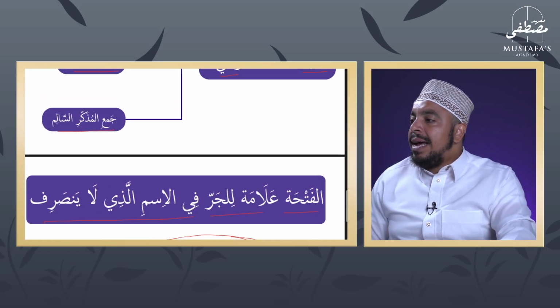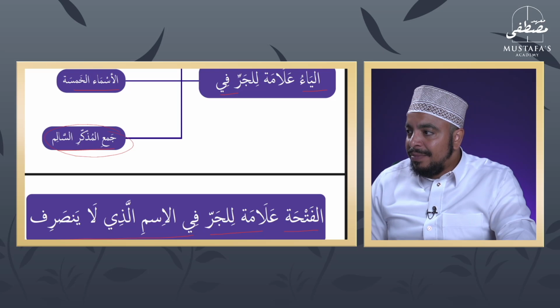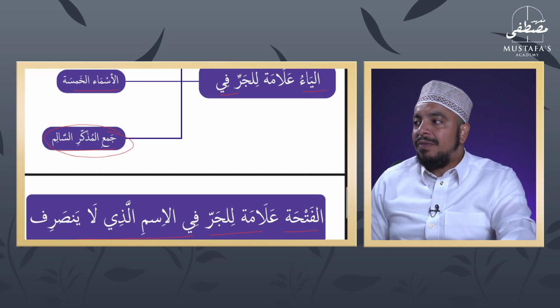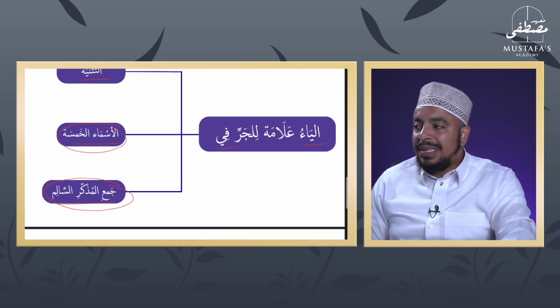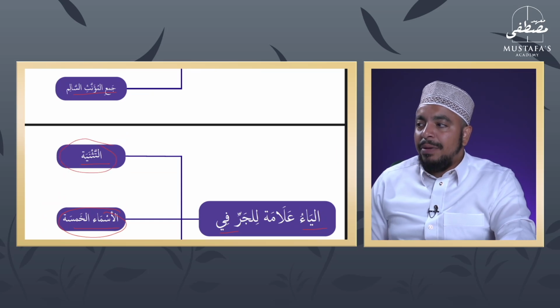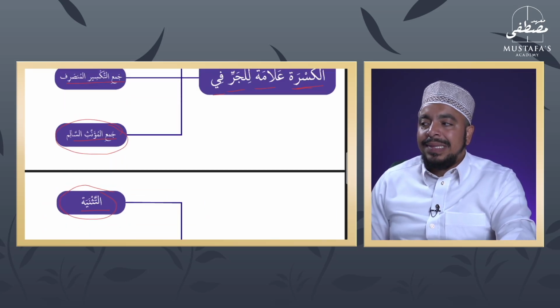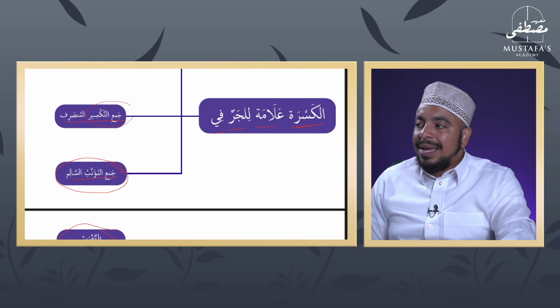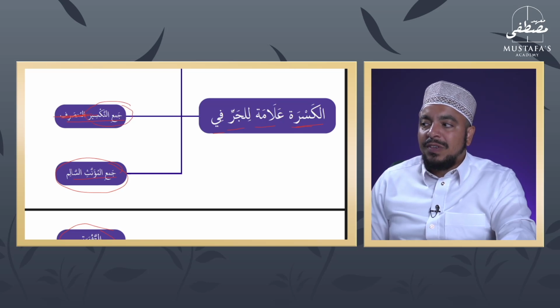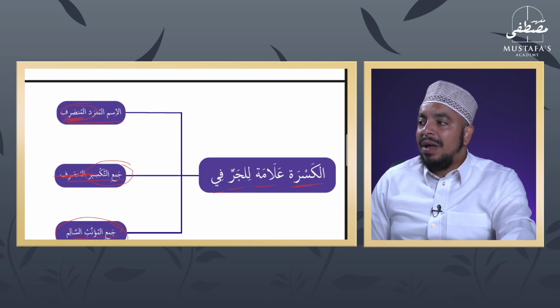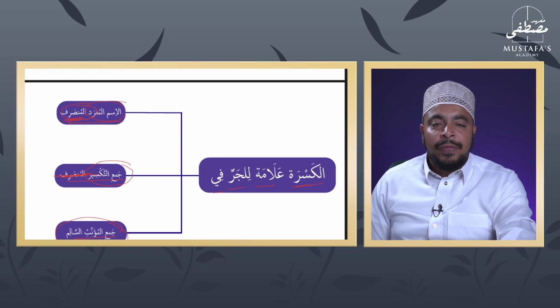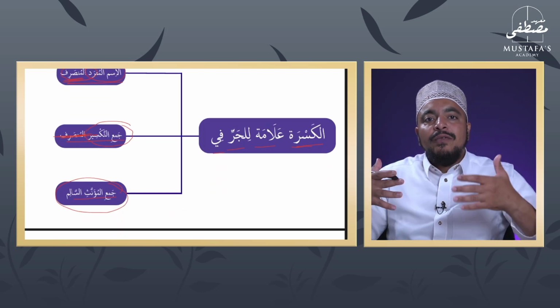Something you'll notice happening every now and then is that جمع المذكر السالم, the masculine plural noun, repeats itself. الأسماء الخمسة, repeating itself. التثنية, جمع المؤنث السالم, جمع التكسير, not المنصرف, forget المنصرف. جمع التكسير, الاسم المفرد, repeating itself. These are types of Arabic words.